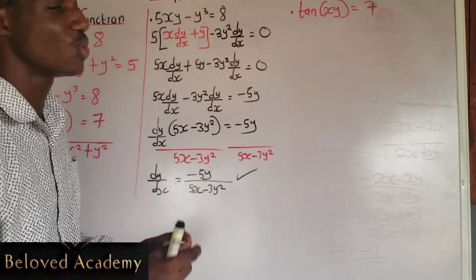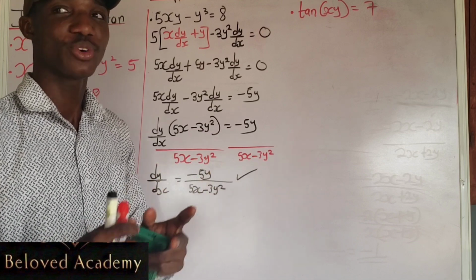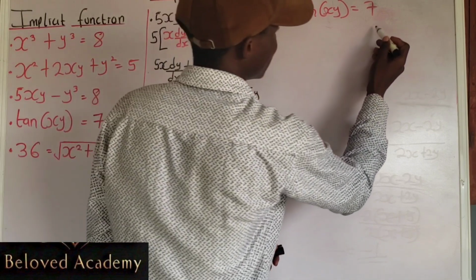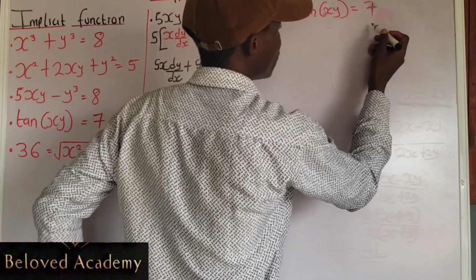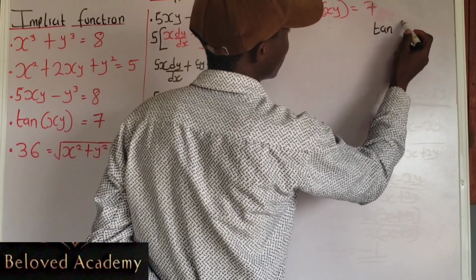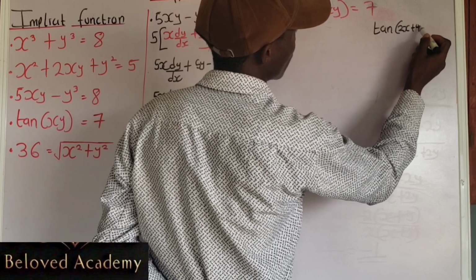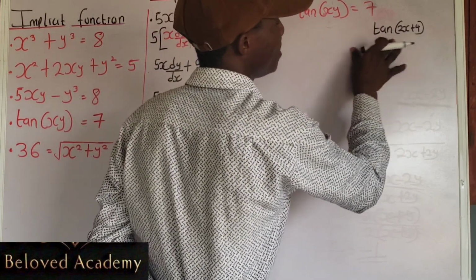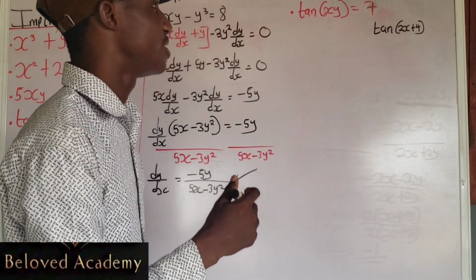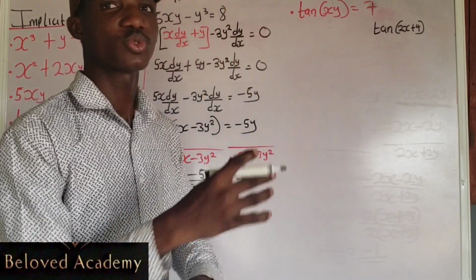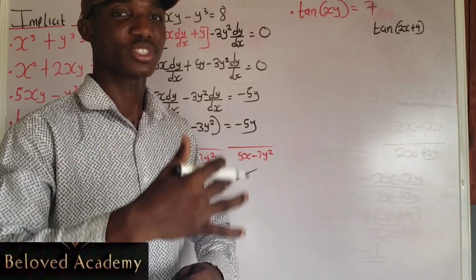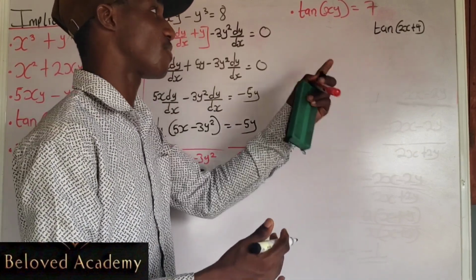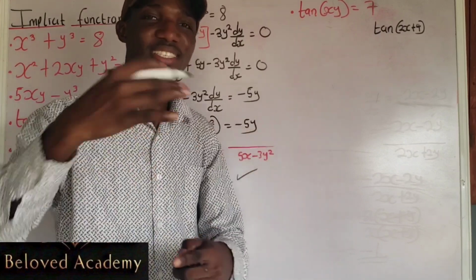Now, according to the chain rule, if you have tan(2x plus 4), this function can be differentiated using the chain rule. The reason is that the chain rule is used to differentiate a function that has another function in itself. You understand? And this is a typical example of a function that has another function in itself.